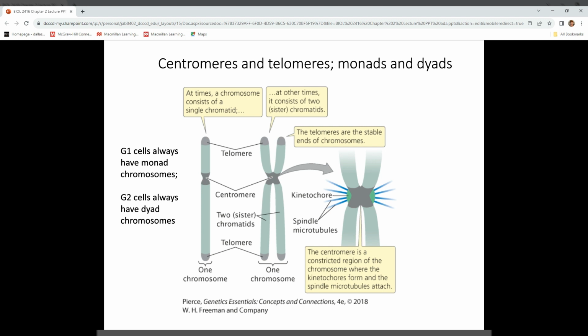At the center of the chromosome, what we call the centromere, there are proteins called the kinetochore that attach to the centromere, and that's where the spindle fibers, the microtubules, are going to attach for cell division purposes.